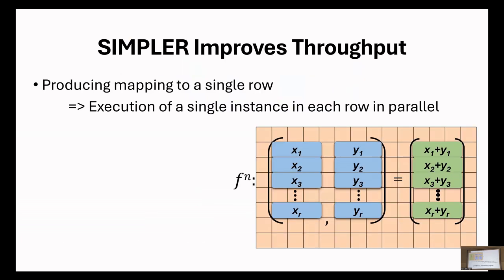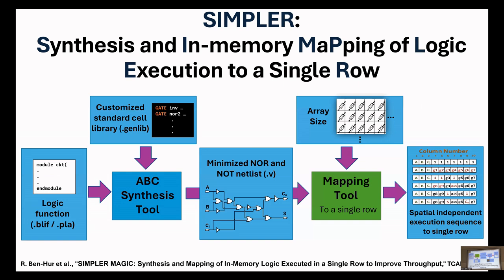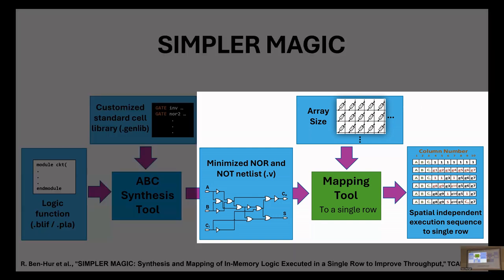So we'll talk about SIMPLER. SIMPLER involves throughput, where we have an instance of the function, a different instance in each row, and then we can execute it in parallel. And the throughput is the number of instances, R in this example, divided by the length of a single instance. The flow is similar, the synthesis tool is the same, and we're going to focus on the mapping tool that takes the netlist, knows the array size, and maps it to a single row.